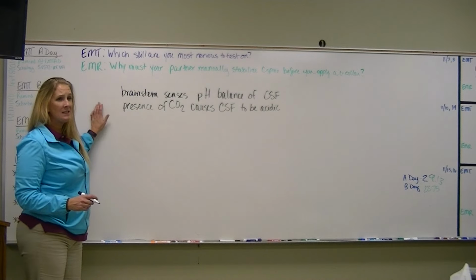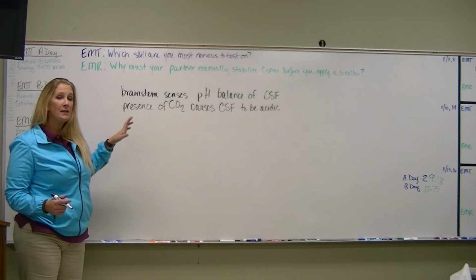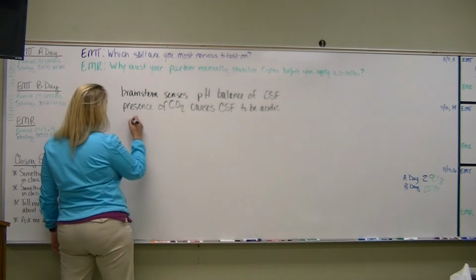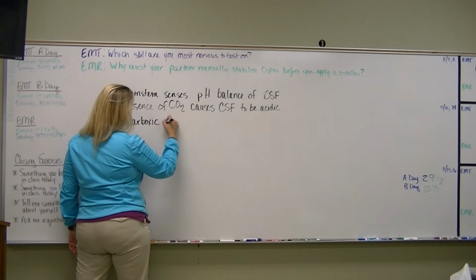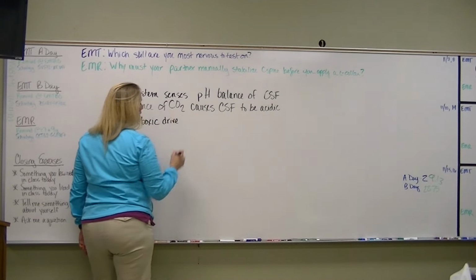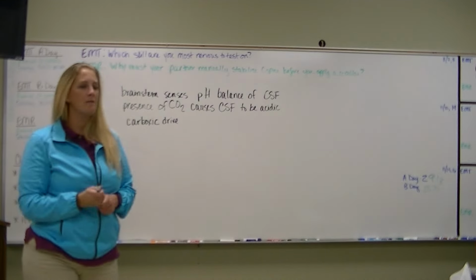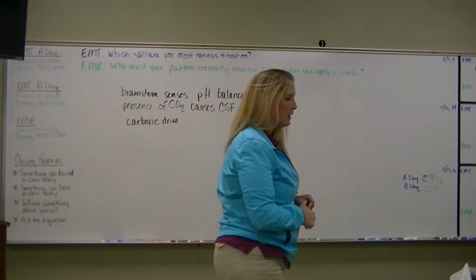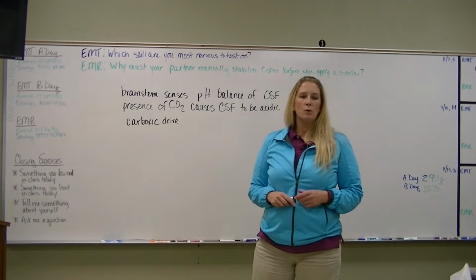There's a name for this. This is how, when you're born, this is how you breathe. This is what causes you to breathe. And the name of this particular respiratory drive is called the carboxyl drive. Okay? The carboxyl drive recognizes, your brainstem recognizes the fact that there is too much carbon dioxide there and it forces you to breathe. What does breathing do?